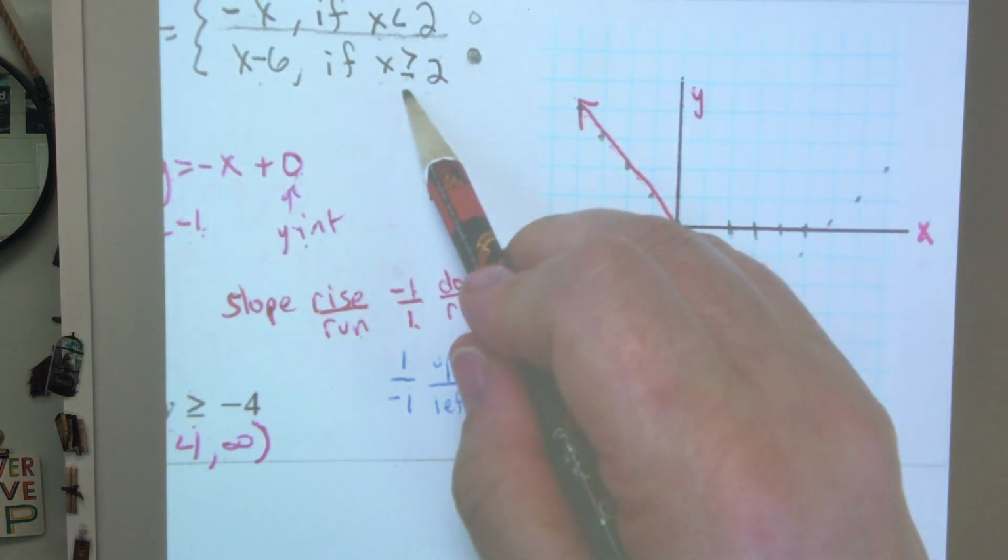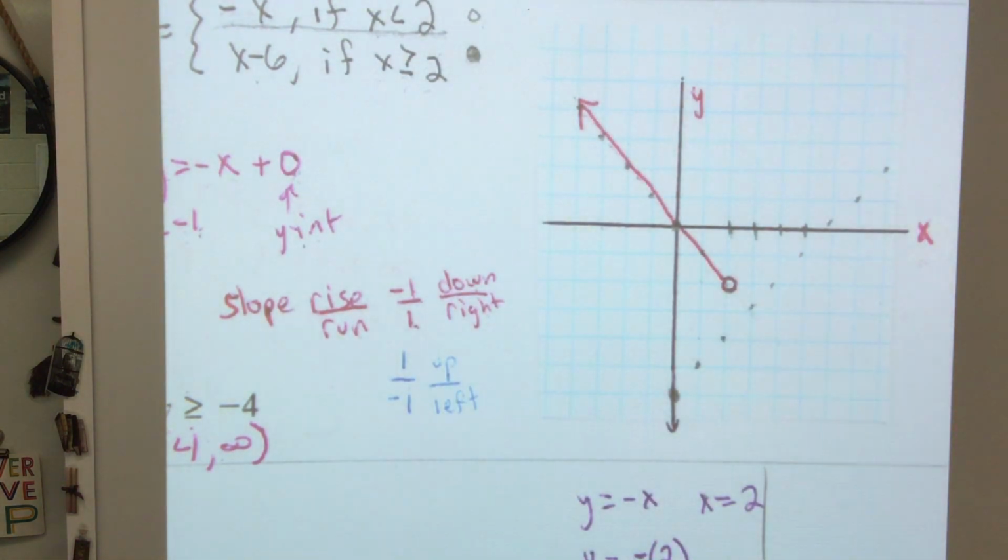And it says up here that it does equal 2, but I'm going to plug it in just to show you so you can check your work. So I have x minus 6, so if I plug in 2 minus 6, which equals -4. So I would have (2, -4) as the point, whereas over here I had (2, -2) as my point.